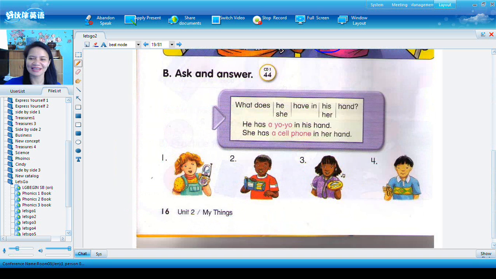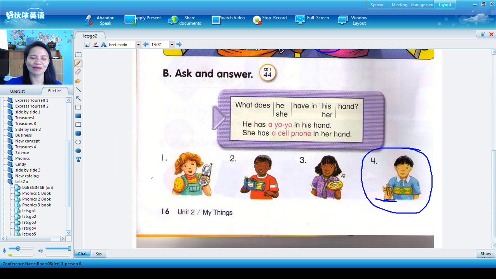Very nice. Now look at here. What does he have? You'll say, he has a key. Tell me again, what does he have? You'll say, he has a key.